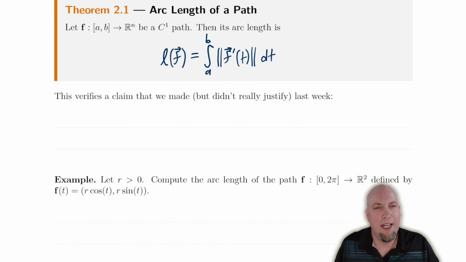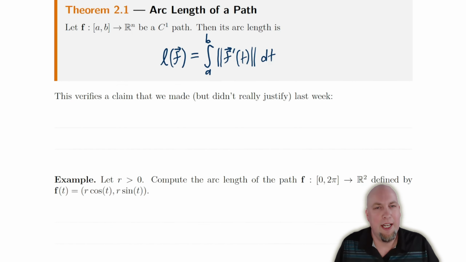All right, so suppose r is bigger than 0. Let's compute the arc length of the path that goes from 0 to 2 pi, defined by r times cos t, r times sine t. We know the answer to this before we even do the computation. This is a parameterization of the circle of radius r. So what is its arc length? Well, it's how far around the perimeter or circumference is. It had better be 2 pi r if I believe that this formula is any good whatsoever.